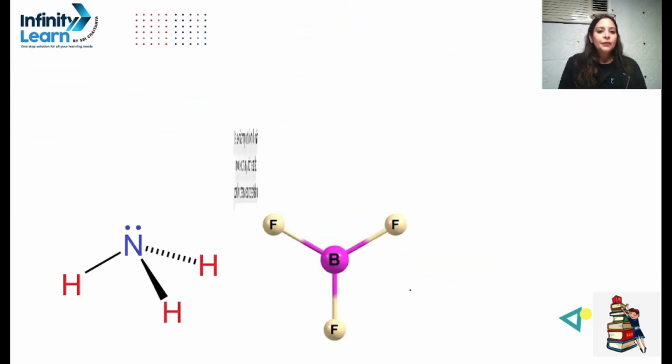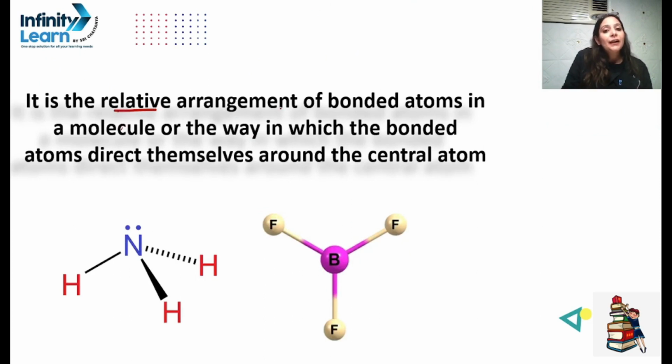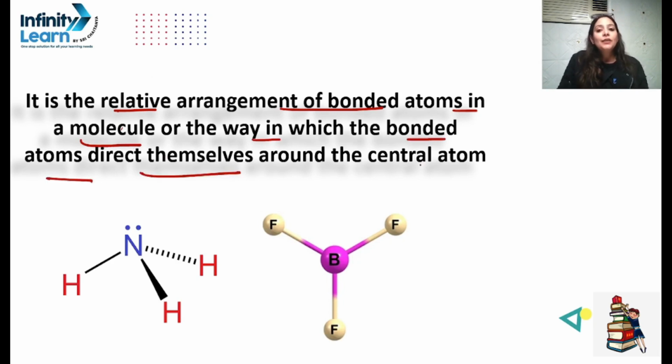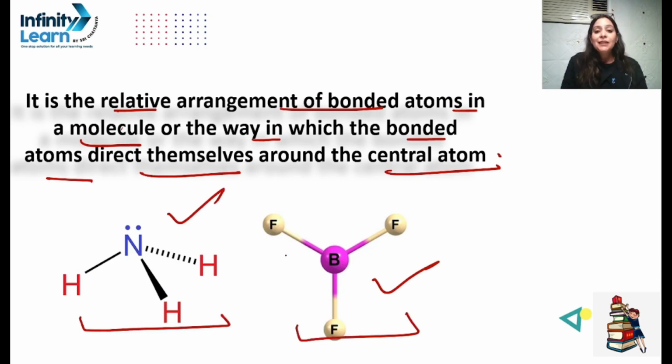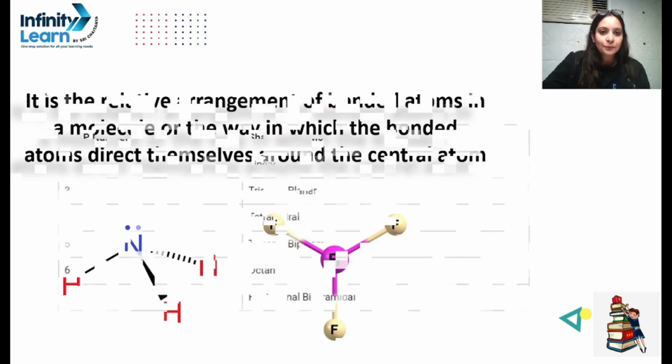So basically geometry means the relative arrangement of bonded atoms in a molecule, in a way such that the bonded atoms direct themselves around the central atom in such a way that they impart stability to a molecule, right? So this is particularly called geometry. Like the geometry of BF3 is this, and the geometry of NH3 is this, because when these molecules are representing the accurate position of the atoms, the repulsions are minimized and stability is maximized.